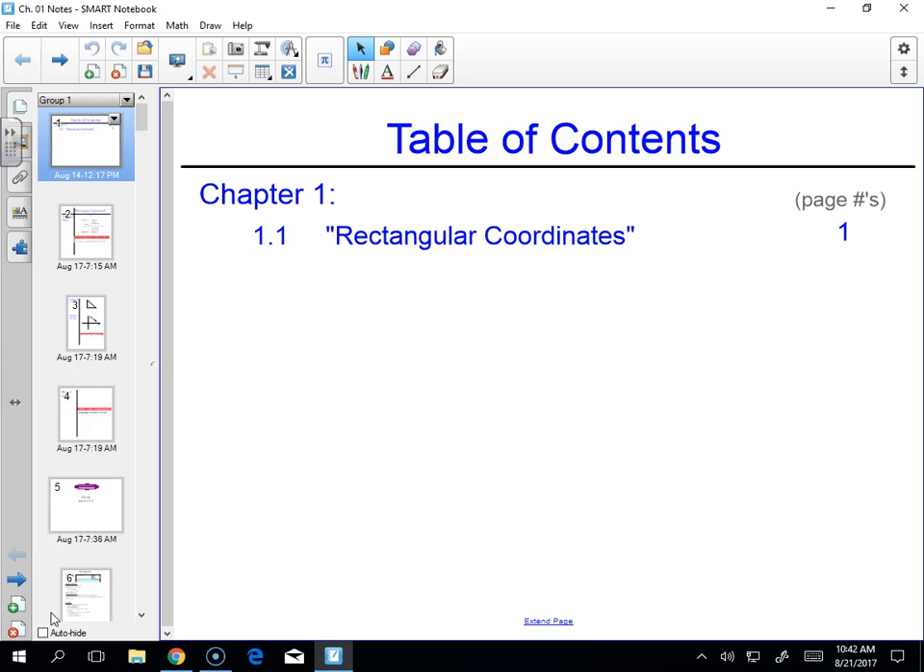And then over on the right-hand side is the column for page numbers. This makes sense, right? Like the front of the book? Sure, I'll take it.